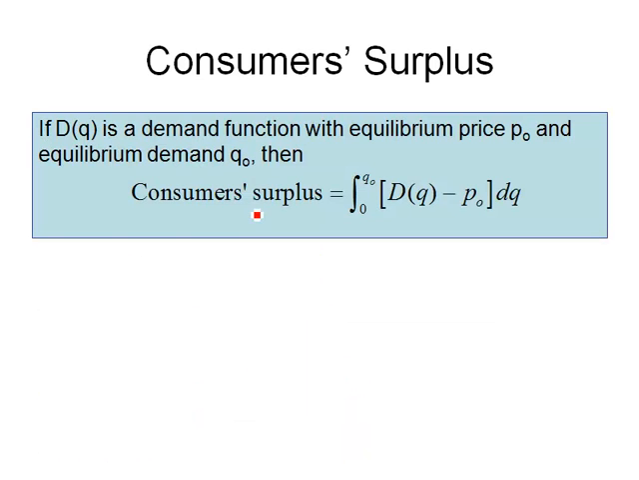So basically, if D of Q is a demand function with an equilibrium price P sub 0 and an equilibrium demand Q sub 0, then that consumer surplus is simply the difference between those two curves, the difference in the areas. So that means the definite integral from 0 to Q sub 0 of the quantity D of Q minus P sub 0 dQ. So this is just the difference in the areas under the demand curve and under the equilibrium price.